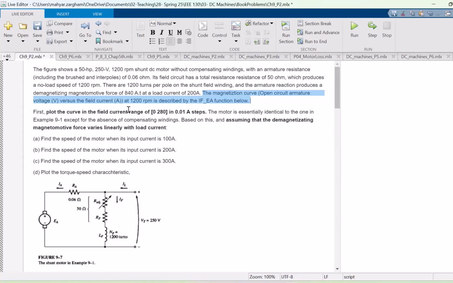First, we want to plot the curve in the field current range of 0 up to 280 in 0.01 amp steps. And the motor is essentially identical to the one in example 9.1, except for the absence of compensating windings. Based on this, and assuming that the demagnetization magnetomotive force varies linearly with the load current, we want to find the speed of the motor when the input current is 100, 200, and 300, and then plot the torque versus speed characteristics. I made this similar to the previous problem. I wanted to find the speed at different operating points, and expand the problem to an actual plot of the torque versus speed characteristic as well.